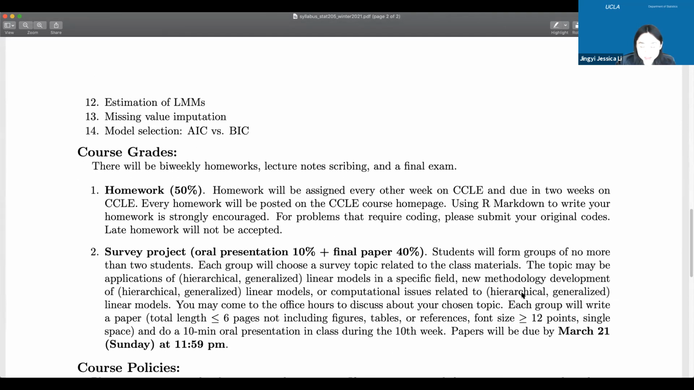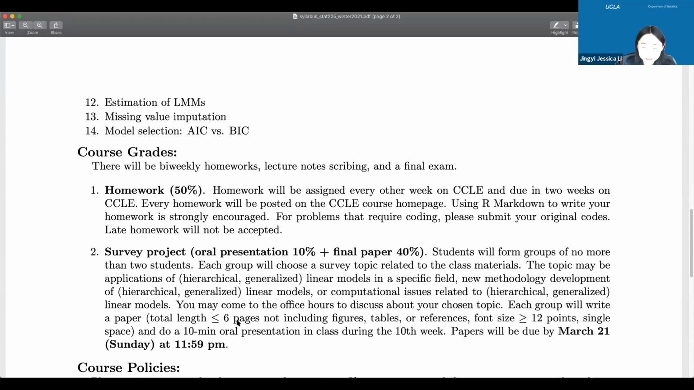Because we don't want you to write too much, we will ask for a limit on length. The length of the paper will be limited to no more than 6 pages, but this excludes figures, tables, or references. So you can still put those outside the page limit. And font size, single space. In the last week, we will ask you to do a 10-minute oral presentation in class. This time is calculated given that you form groups of 2 students. But if we have more groups, we may reduce this oral presentation time.